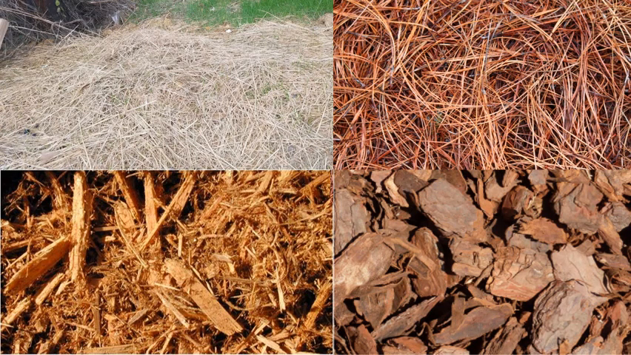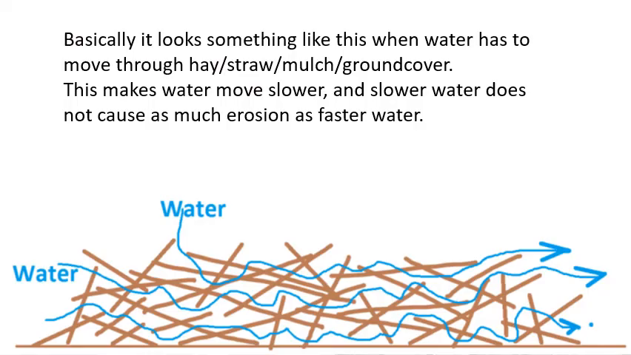We see this a lot in our area here. We see a lot of use of pine straw or pine bark nuggets or mulch. We see this in any new construction site. We get hay that is placed out, and all of that is actually used to make water slow down. Well, this is how it works.